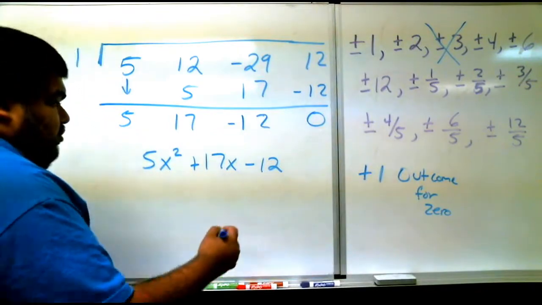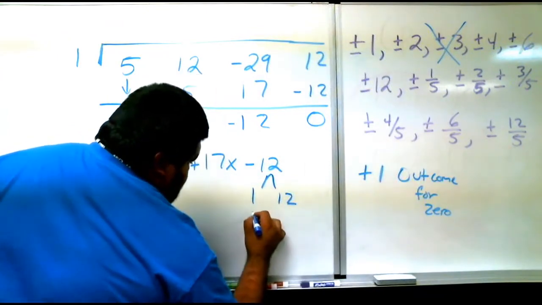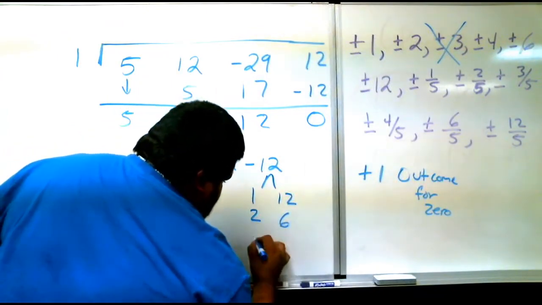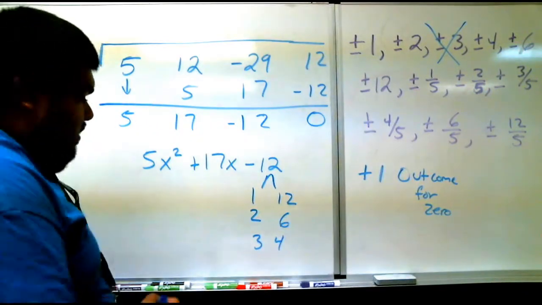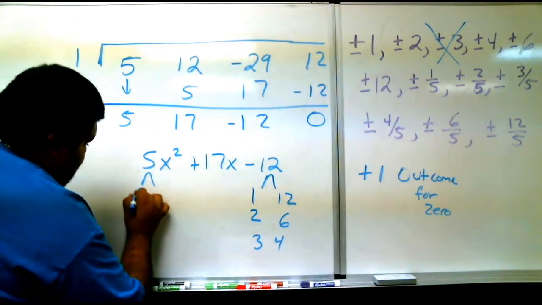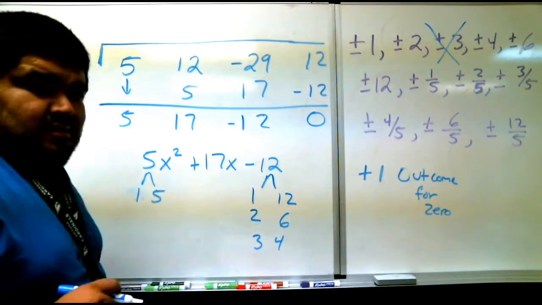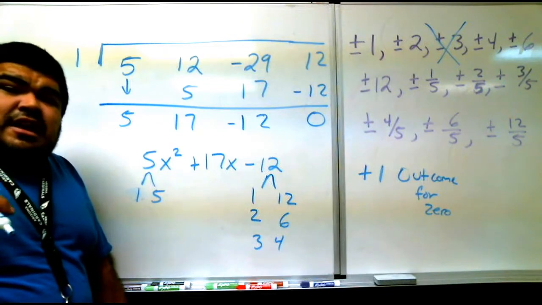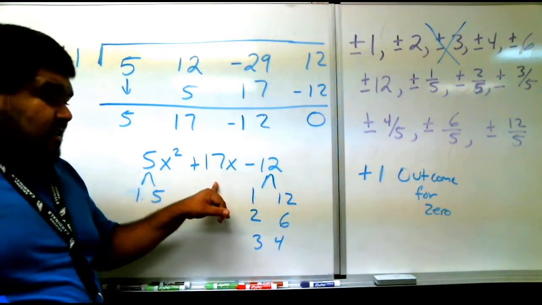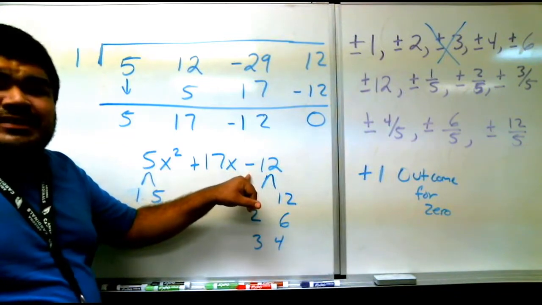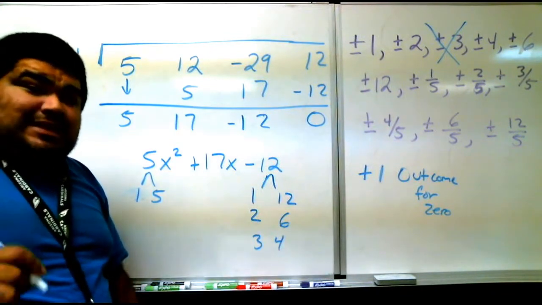Two numbers that give us 12. 1 and 12, 2 and 6, 3 and 4. Okay, those are all the factors of 12. Factors of 5 is 1 and 5. Okay? Now that we have that, we're looking for the number in the middle, which is 17. Notice that my 12 is negative. So one of these two numbers, whatever I choose, has to be negative.